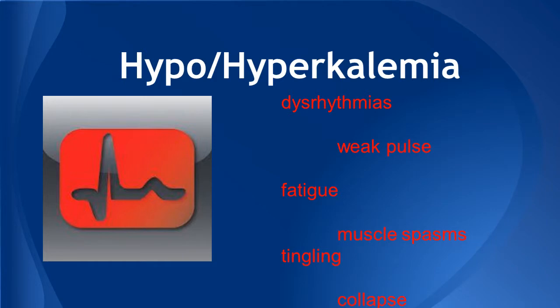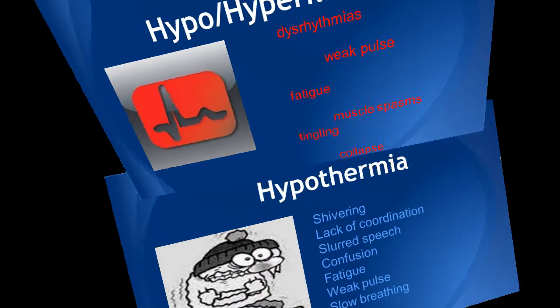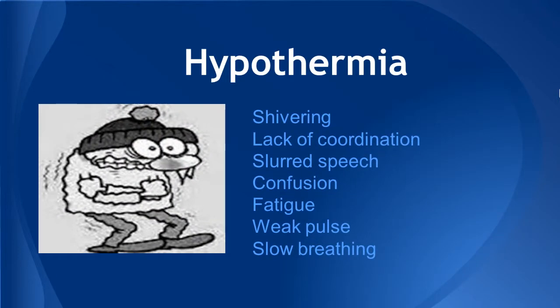Hyperkalemia. You may see some dysrhythmias, a weak pulse, fatigue, muscle spasms, tingling, or the patient may collapse. Hypothermia. The patient may be shivering, have a lack of coordination, slurred speech, some confusion, fatigue, a weak pulse, and slow breathing.